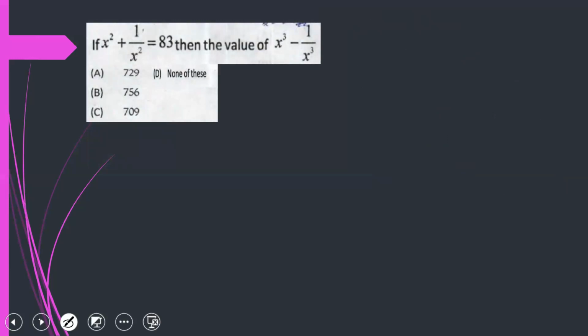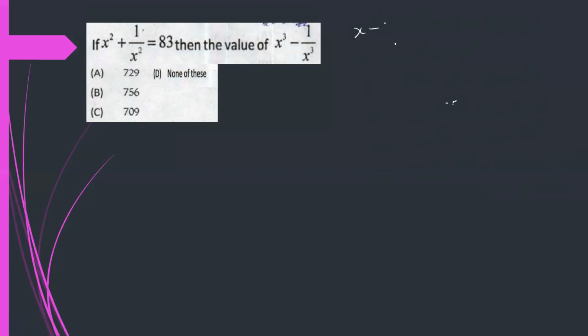If x squared plus 1 over x squared equals 83, then the value of x cube minus 1 over x cube will be: a equals 729, b equals 756, c equals 709, and d is none of these. Let's quickly solve the problem. We are provided with x squared plus 1 over x squared equals 83. We need to use this in our problem. So let's do it quickly.